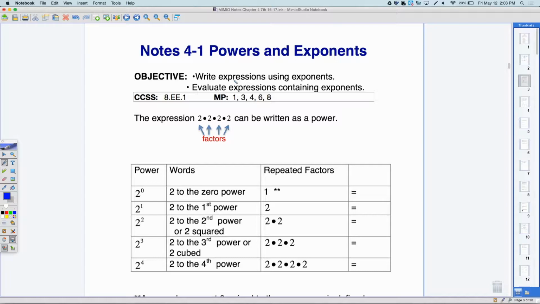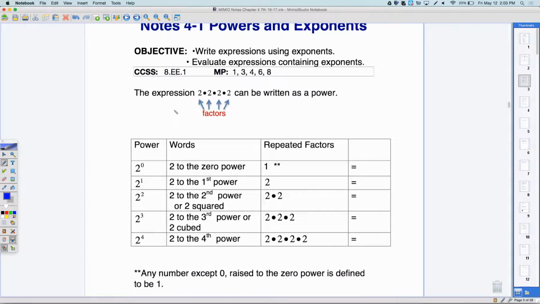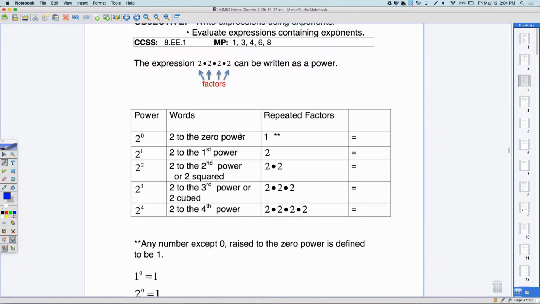So our notes for 1 on powers and exponents. Our objective is to write expressions using exponents, and we're going to evaluate expressions containing exponents. Our Common Core state standards are 8EE1, and our mathematical practices we'll look at are 1, 3, 4, 6, and 8. So the first thing is the expression 2 times 2 times 2 times 2 can be written as a power. Each of those 2's are your factors.